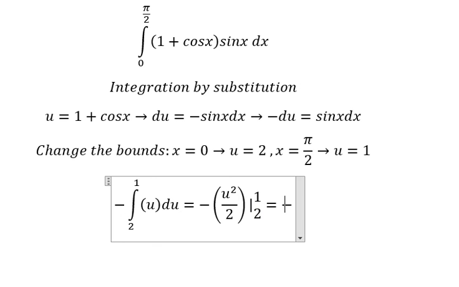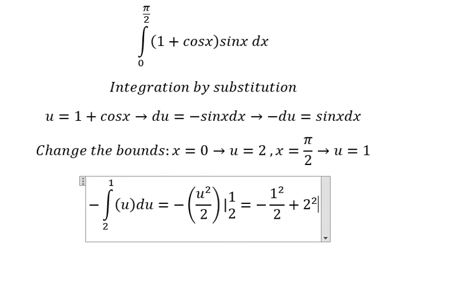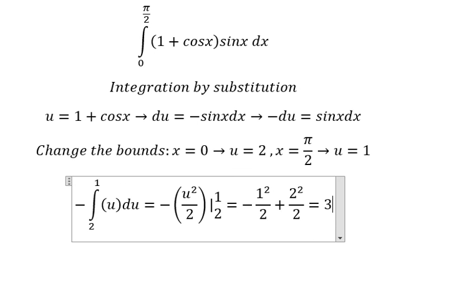And now we have the final answer. That is 3 over 2.